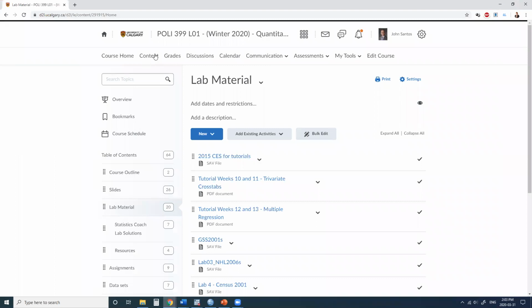So once again, just go to content, and then under content, you can go to lab material, and it's this 2015 CES for tutorials dataset. That's what we're going to be working on. CES simply stands for the Canadian Election Study. So this was the survey of voters done after the 2015 Canadian federal election. I know that's a bit dated now, but the 2019 study hasn't been released yet, so next year's class can play with that data set.